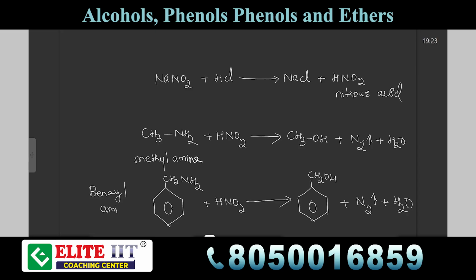Next one. Primary alcohol can be prepared by the reaction of formaldehyde with methyl magnesium iodide. Then, what is the IUPAC name of the product when ethanal reacts with methyl magnesium bromide?